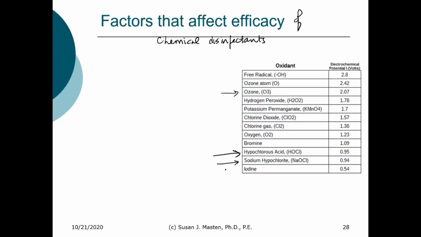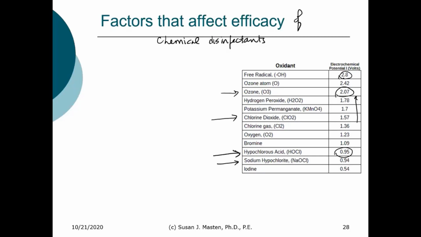Hypochlorite is here. Chlorine dioxide is here. The higher the redox potential, the stronger the oxidant. So if we look at ozone, it's 2.07. If we look at hypochlorous acid, it's 0.95. Ozone is a much stronger oxidant. The strongest oxidant we have is the OH radical.